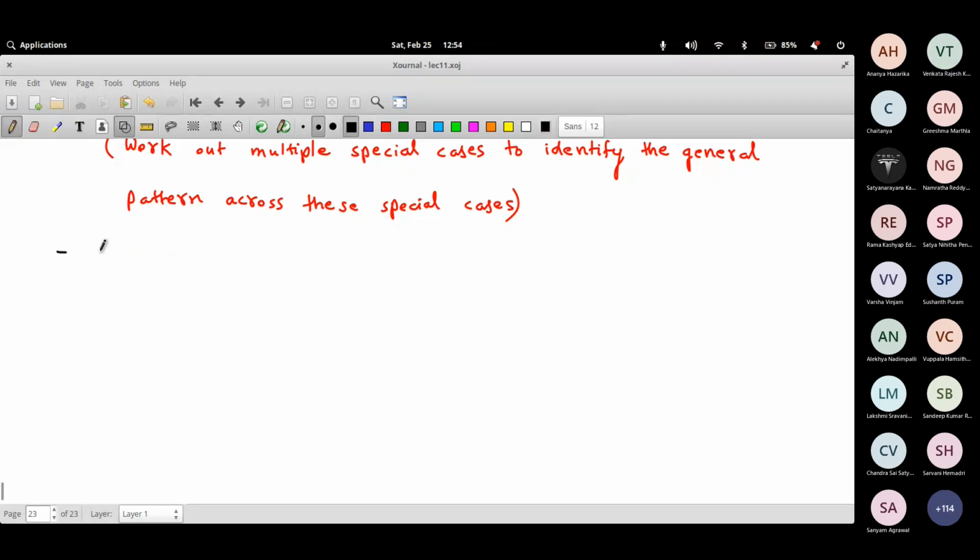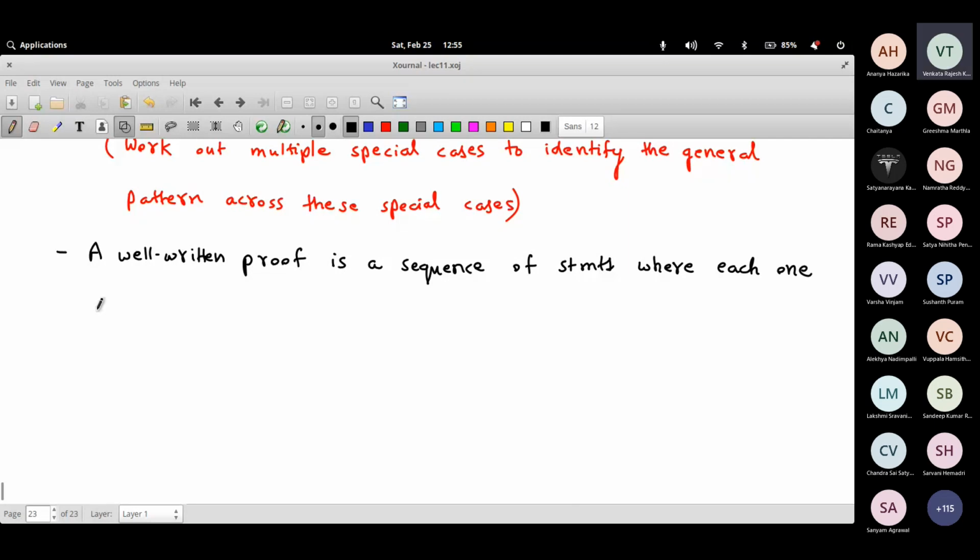And a well-written proof is a sequence of statements where each one follows by simple reasoning from the previous statements in the sequence.